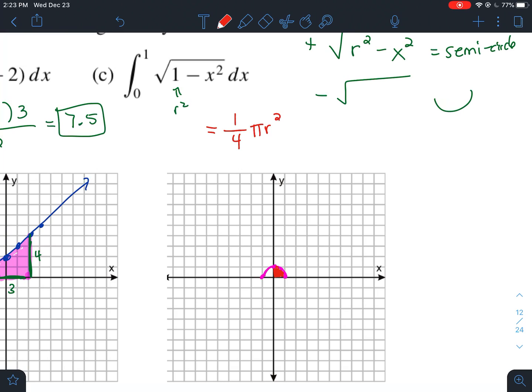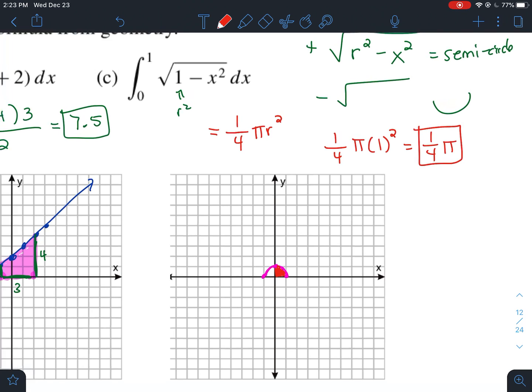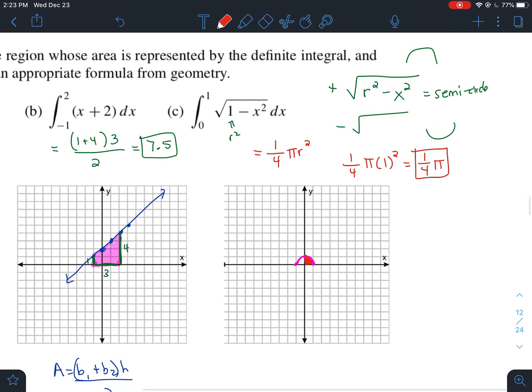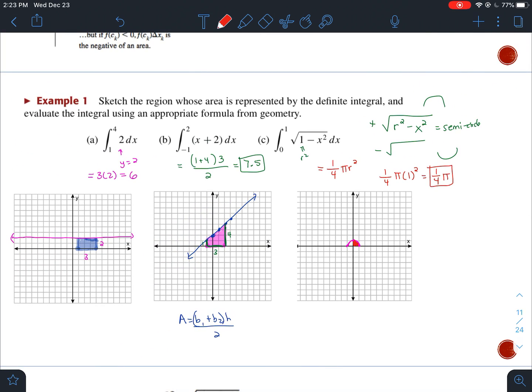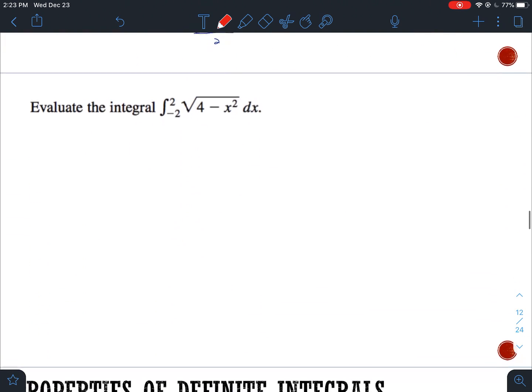And so we're trying to find the area between 0 and 1. So I'm just trying to find this area right here, which ends up being a fourth of the circle. So that's 1/4 of the area of the circle. And the radius of this circle is 1. So it's going to be 1/4 times pi times 1 squared, which is just going to be 1/4 pi. So the area between 0 and 1 of the square root of 1 minus x squared dx is going to be 1/4 pi. And that's how we can use some common geometric areas to find definite integrals.